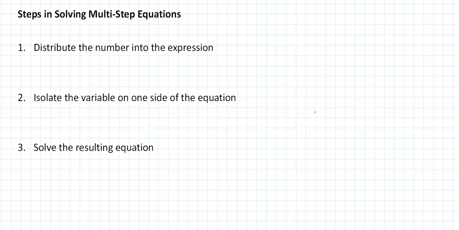So we have three main steps. I call it distribute, isolate, solve. We're going to distribute the number into the expression, isolate the variable on one side of the equation, and solve the resulting equation. So think of it: distribute, isolate, solve.